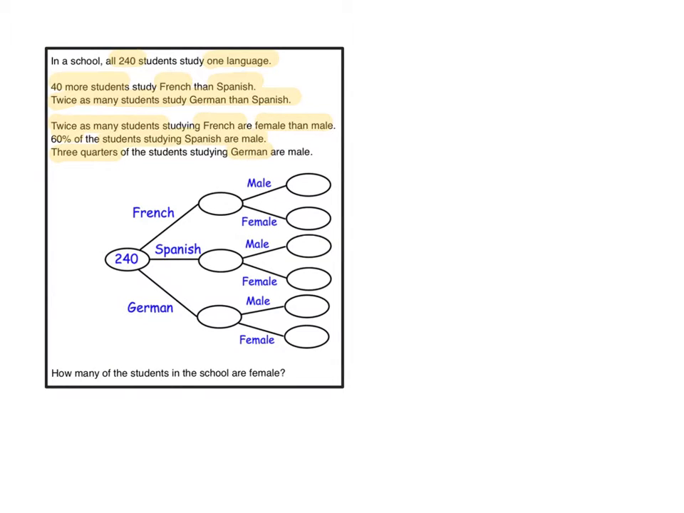That's a lot of information. So let's start at the beginning. So we've got all 240 students study one language. Now we're going to have to use a bar. So we've got French, Spanish, German. So 40 more students study French than Spanish.